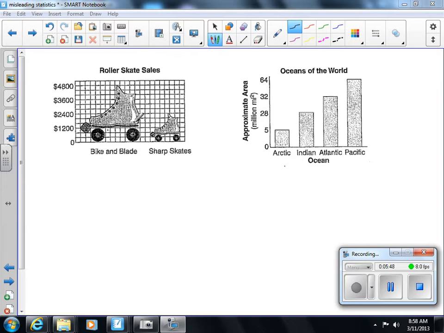If you look at this skate, it looks really, really big compared to this skate, correct? But if you look at what amount it's representing, this one is representing 4,800, and this one is almost 2,400, which is half. Does it look like it's half? No, it looks like a lot less. So which example would this be as to why this could be misleading? Because of the pictorial, right? Just your picture itself is causing it to be misleading.